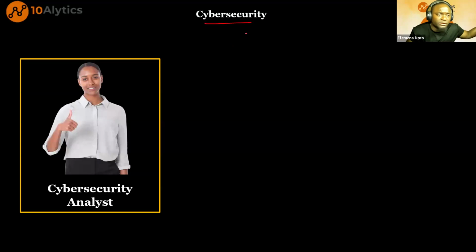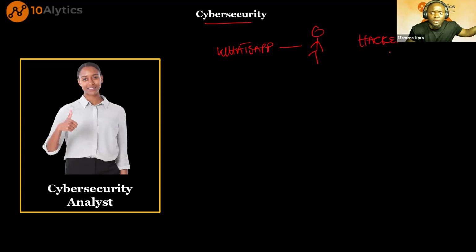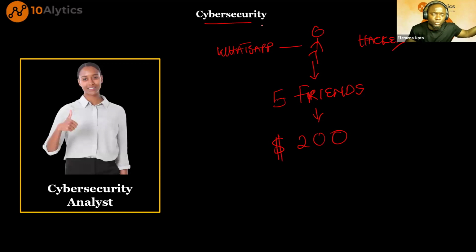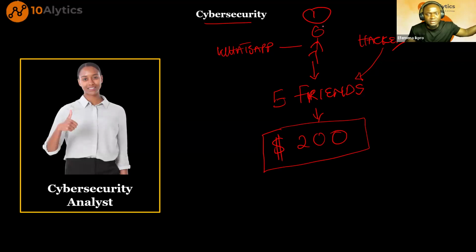I usually use one very simple example of a friend of mine. His WhatsApp was hacked. Just one individual's WhatsApp was hacked, and about five friends that I know of were scammed. The total amount that was scammed was about $200. Based on the hack, they were able to manipulate five friends to pay $200. So essentially, one person's account was hacked, and five people were defrauded of about $200.